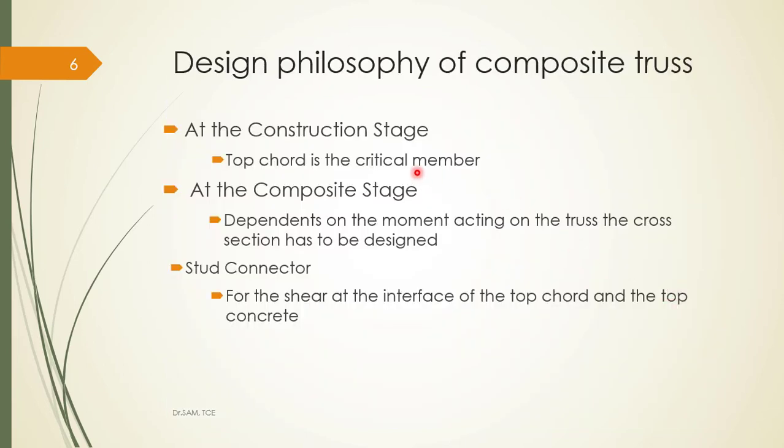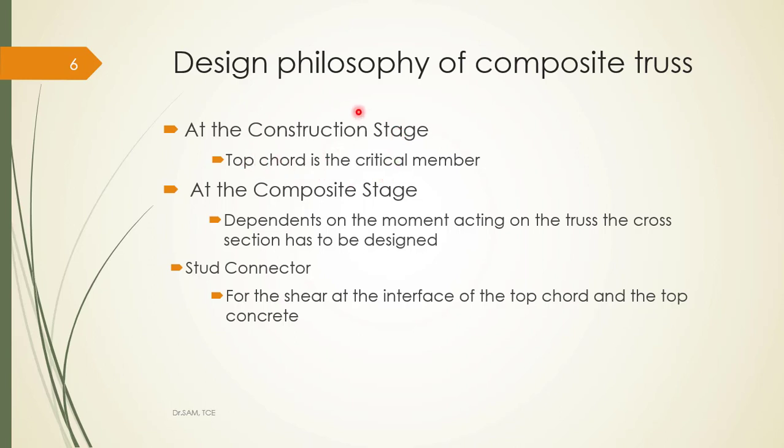So in the design of composite trusses, you have to follow certain philosophy or principles. The first one is, as I explained in the composite beam, here again the truss has to be designed in two stages. One is the construction stage, another one is the composite stage. In the construction stage, we take the self weight of the material, especially the fresh concrete weight, and we consider some construction load. Those loads are expected to be taken only by the steel.